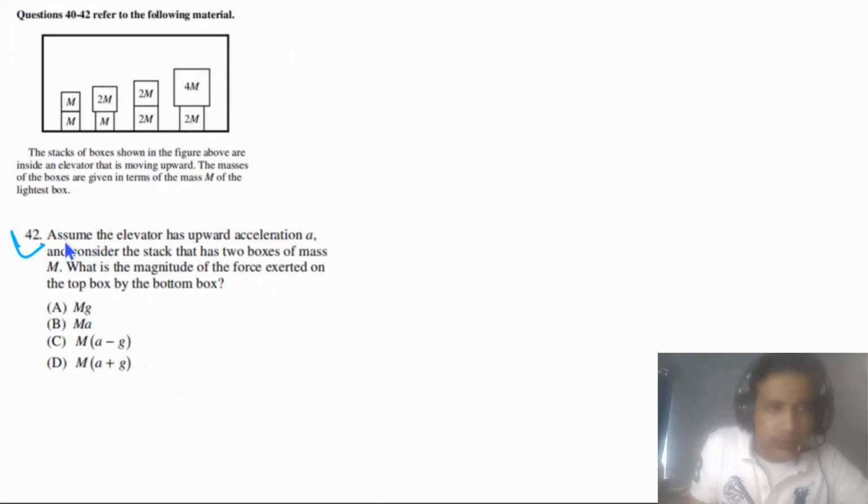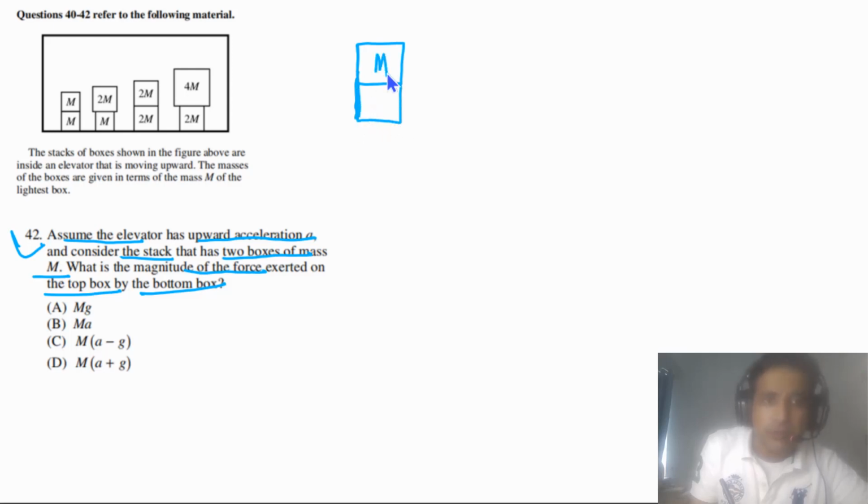Question 42 says, assume the elevator has upward acceleration A and consider the stack that has two boxes of mass capital M. What is the magnitude of the force exerted on the top box by the bottom box? So we can draw this arrangement again. We have these two boxes. The mass of this box is capital M and the mass of this one is also capital M.